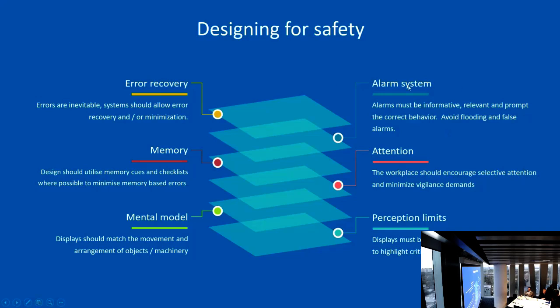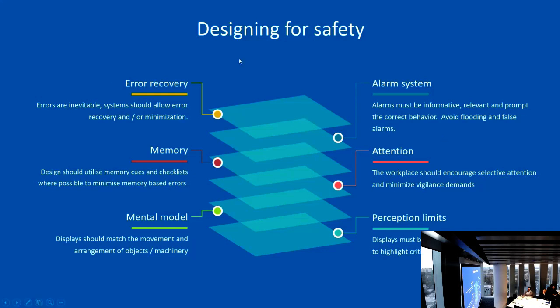Alarm systems are really an important and crucial aspect of the workplace, and they need to be informative. They need to tell the worker what's going on. They need to provide relevant information, and they need to encourage the worker to engage in the correct action to deal with the situation. Main issues with alarms tend to be when you've got too many alarms, so you're flooded, so you've got so many alarms you can't tell which alarm you should be paying attention to. And false alarms, when you get an alarm which is giving you information that's not relevant to your task, and that tends to lead to the workers then ignoring future alarms.